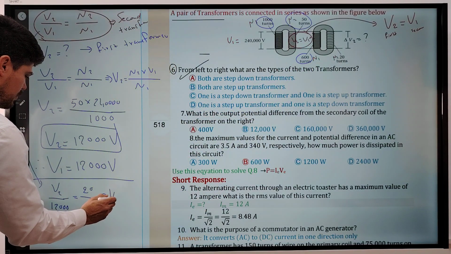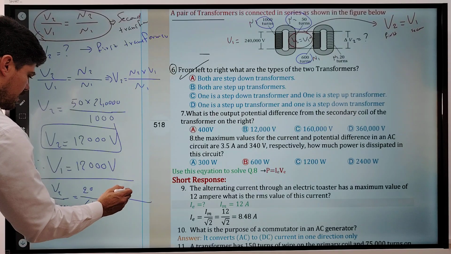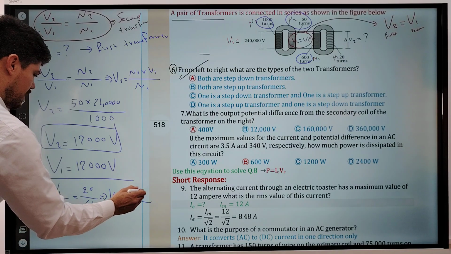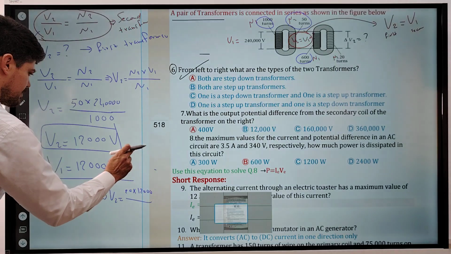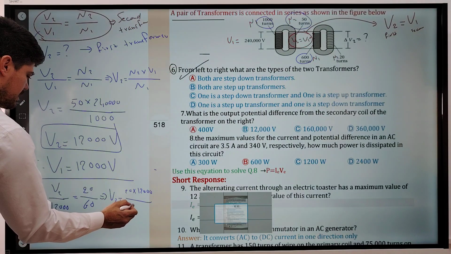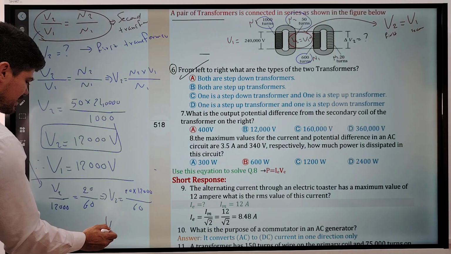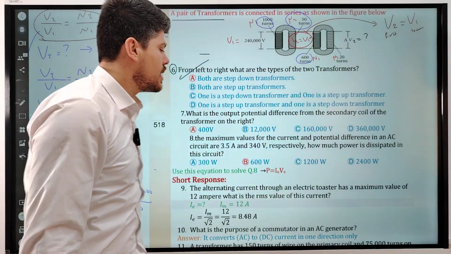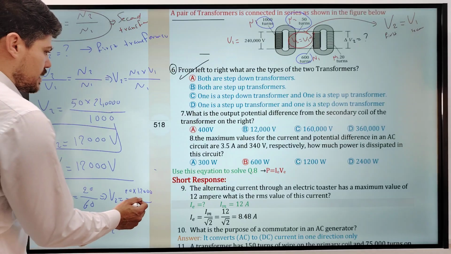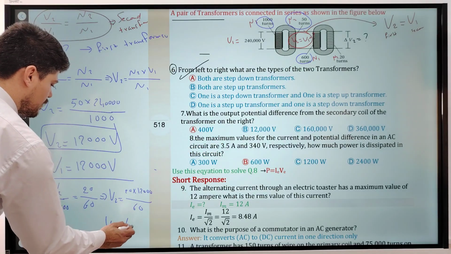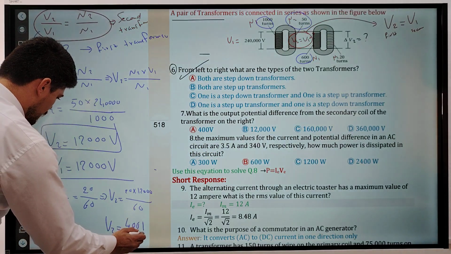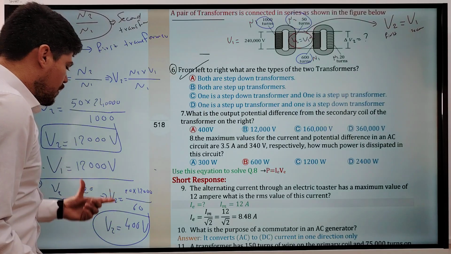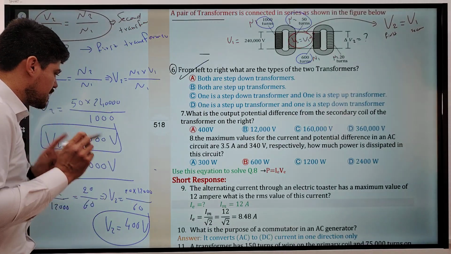Okay, so V2 is equal to what? 20 times 12,000 divided by 60, which is the output potential difference for the second transformer, is equal to 400 volt. In both cases, the transformers are stepped down.